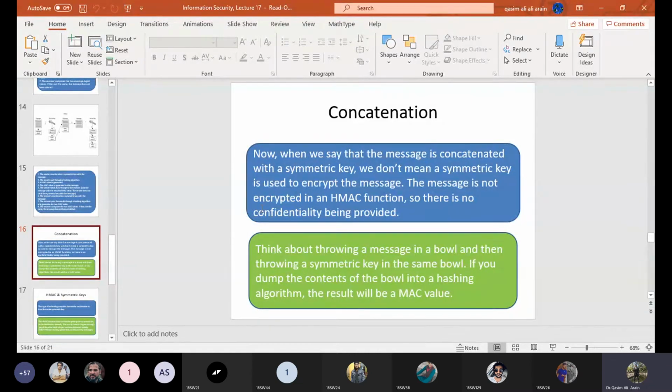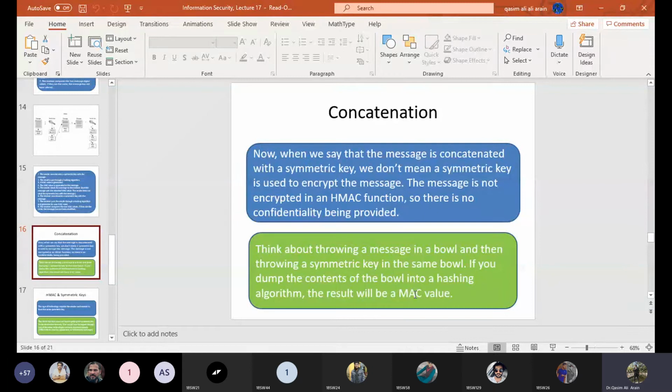आपका जो message है वो symmetric key से encrypt नहीं हो रहा, बल्कि symmetric key और आपका जो message है, they are combined and passed through a hashing function, and the resulting value that is generated is called your message digest, that is appended to the original message and sent to the receiver, right? So make sure, when encryption is not performed in the HMAC function, this means that confidentiality is not going to be achieved, right? So think about throwing a message in a bowl and then throwing a symmetric key in the same bowl. If you dump the contents of the bowl into a hashing algorithm, the result will be a MAC value. Now see, this is just an analogy that they have created for the above scenario.